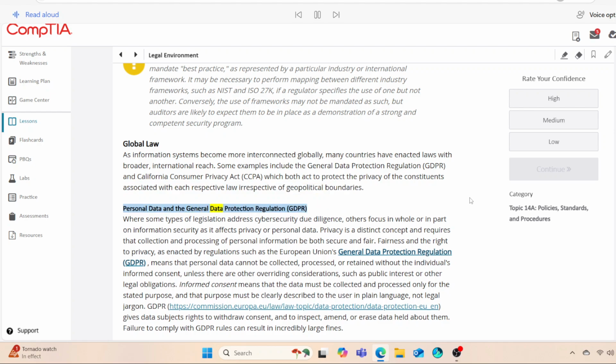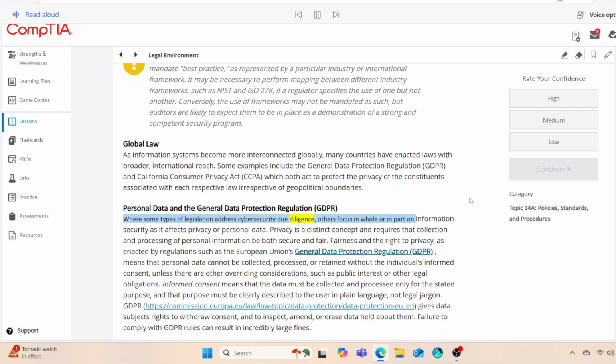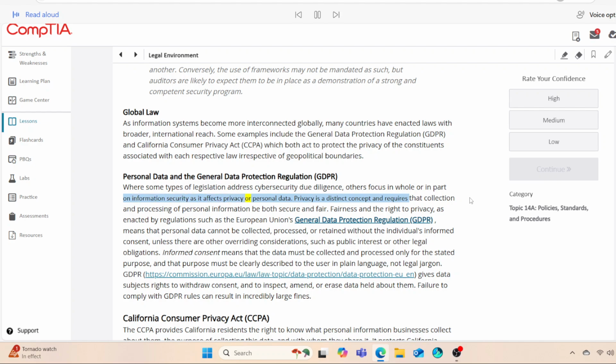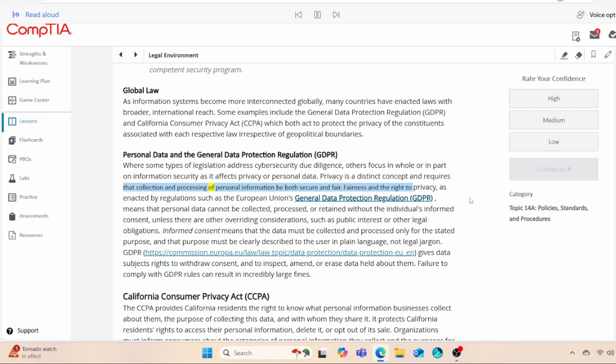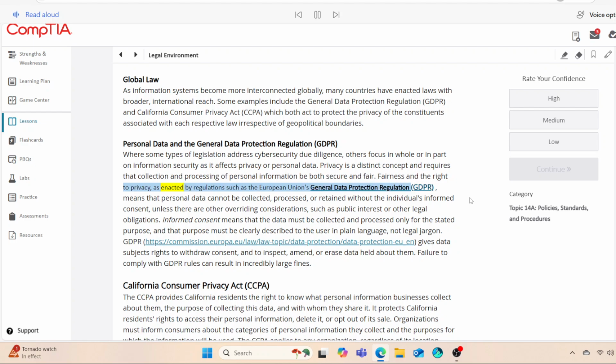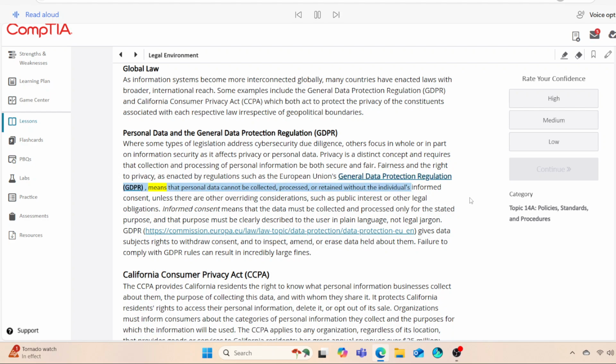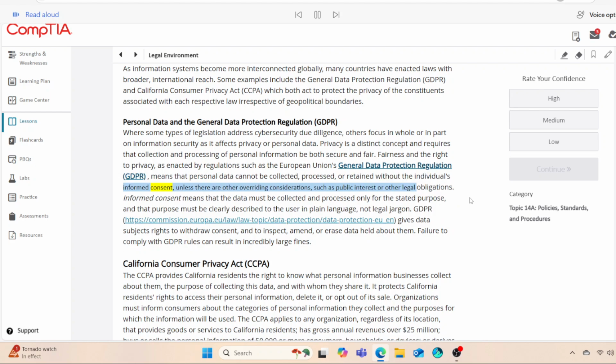Personal data and the General Data Protection Regulation, GDPR. Where some types of legislation address cybersecurity due diligence, others focus in whole or in part on information security as it affects privacy or personal data. Privacy is a distinct concept and requires that collection and processing of personal information be both secure and fair. Fairness and the right to privacy, as enacted by regulations such as the European Union's General Data Protection Regulation, GDPR, means that personal data cannot be collected, processed, or retained without the individual's informed consent, unless there are other overriding considerations, such as public interest or other legal obligations.